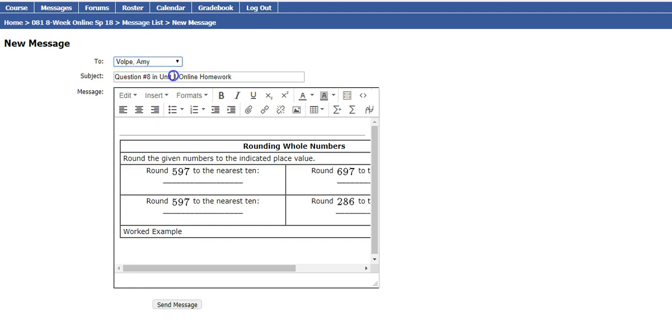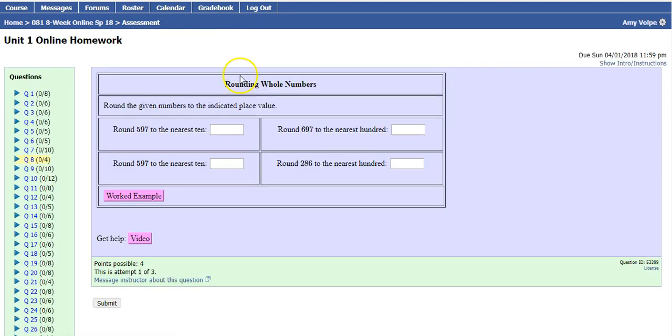Select me as the recipient, and it will send me the exact question you're working on so I can help you. And you would click send message. Okay, so those are all the help features.